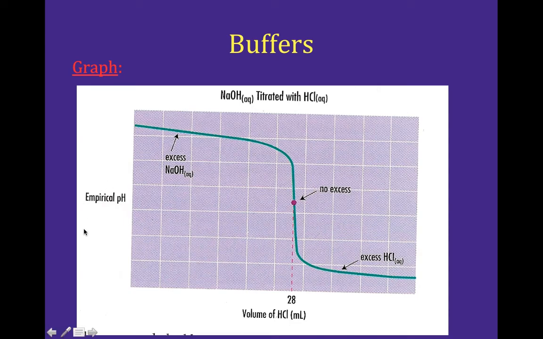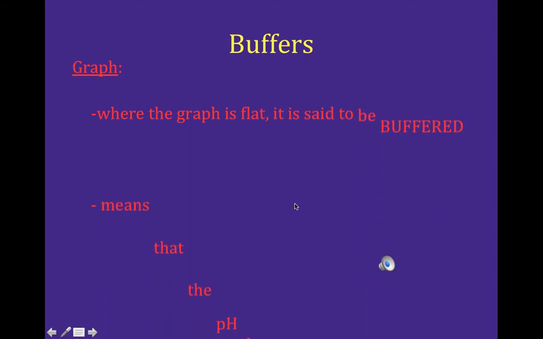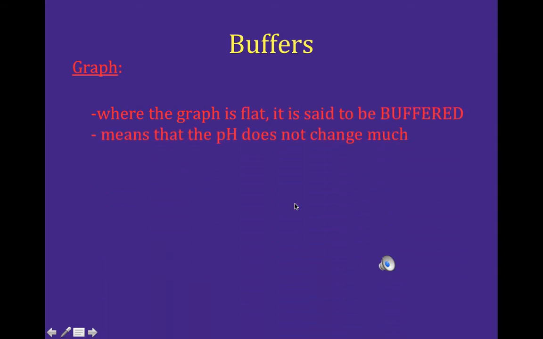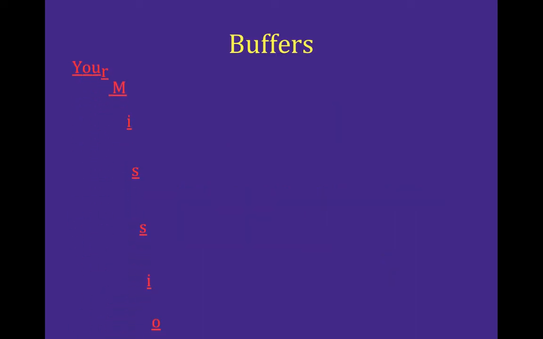Now this is a titration graph I borrowed, but it was to illustrate that this area here would be said to be buffered because we know we're adding lots of acid and the pH is changing very little. Where we have this massive drop, that area is called unbuffered. That's because it cannot handle the addition of more acid without a big change in pH. So where the graph is flat, it's said to be buffered, and the pH is not changing much. And there's the unbuffered region where it changes rapidly.